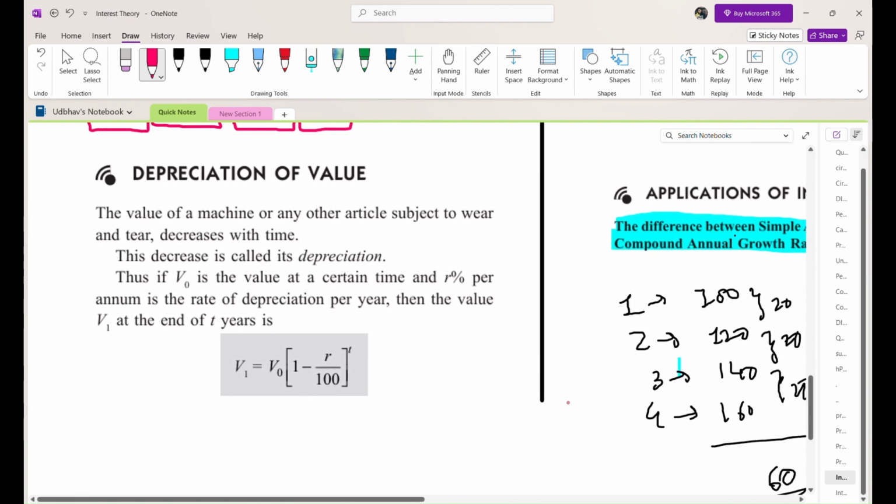Depreciation of value is simple. The value of a machine or any other article subject to wear and tear decreases with time. This decrease is called depreciation. Thus, if V naught is the value at a certain time and R% per annum is the rate of depreciation per year, then the value V1 at the end of the year will be, it is just like compound interest only. The value will just decrease compoundingly.